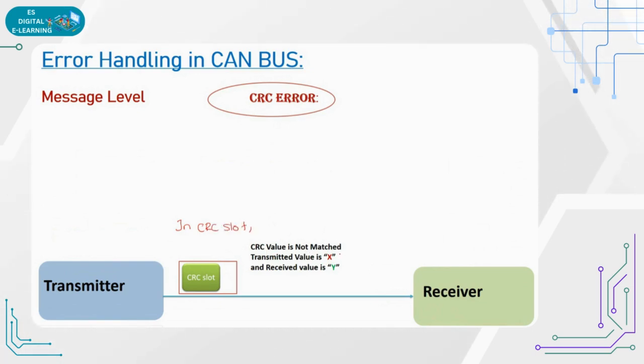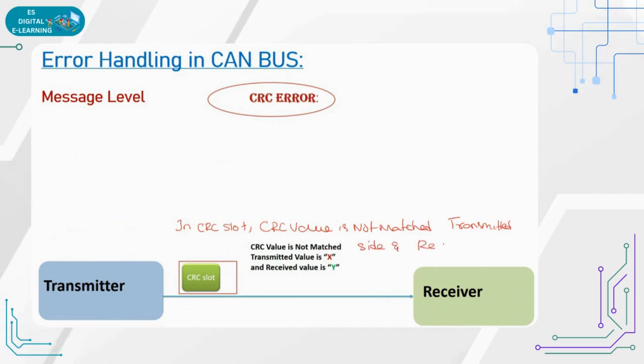CRC value is not matched. Transmitted value is X and received value is Y. If in the CRC slot the CRC value is not matched, you can write down the transmitter side value and the receiver side value.